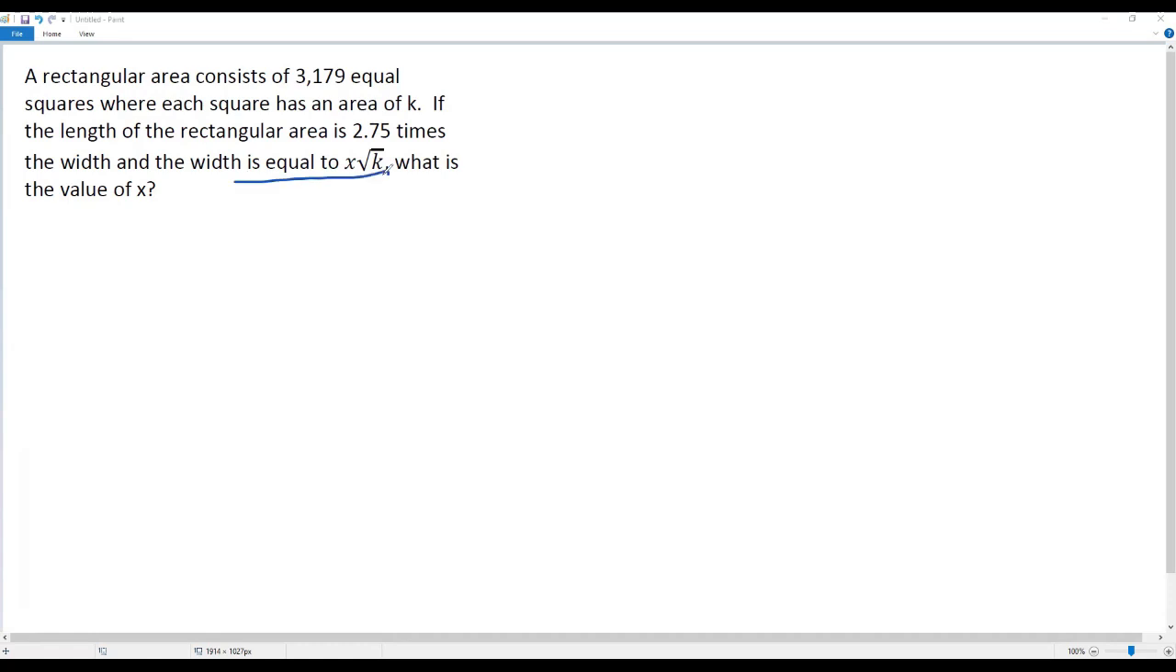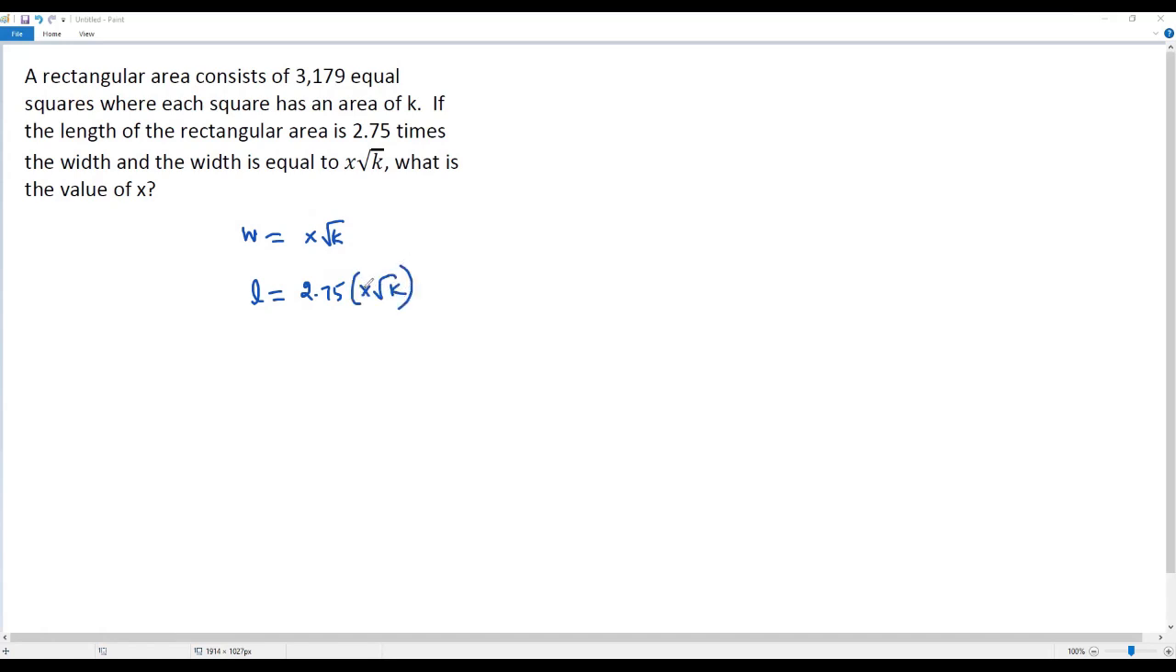Here we have the width of the rectangular area, that is w equals x times square root of k. And to get the length of the rectangular area, we have to consider the information we have over here. That is, the length of the rectangular area is 2.7 times the width, that is 2.7 times x times square root of k.